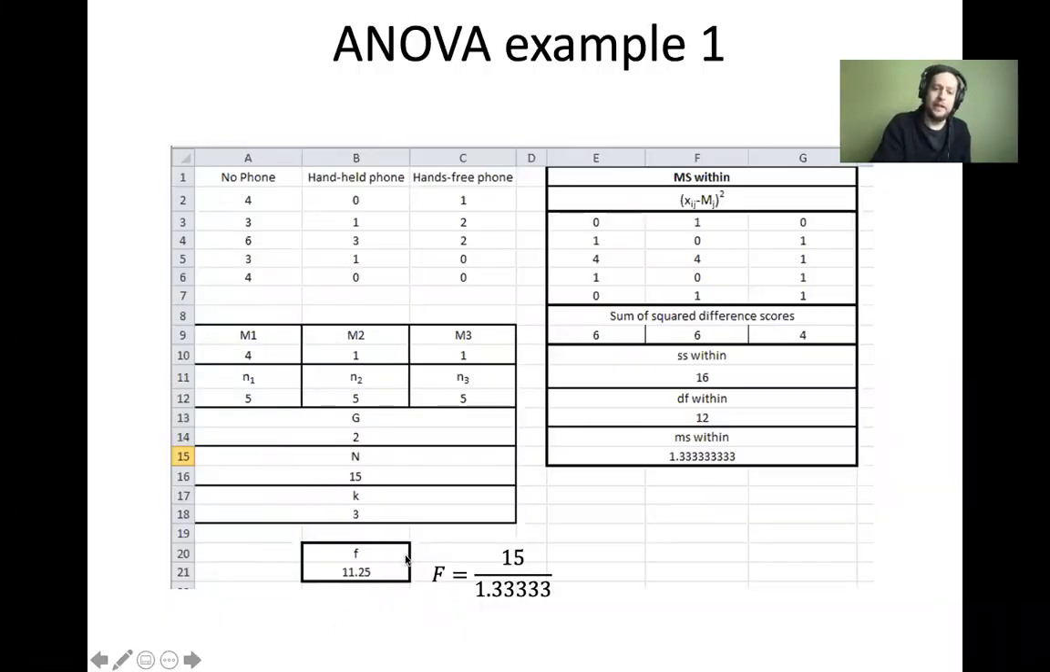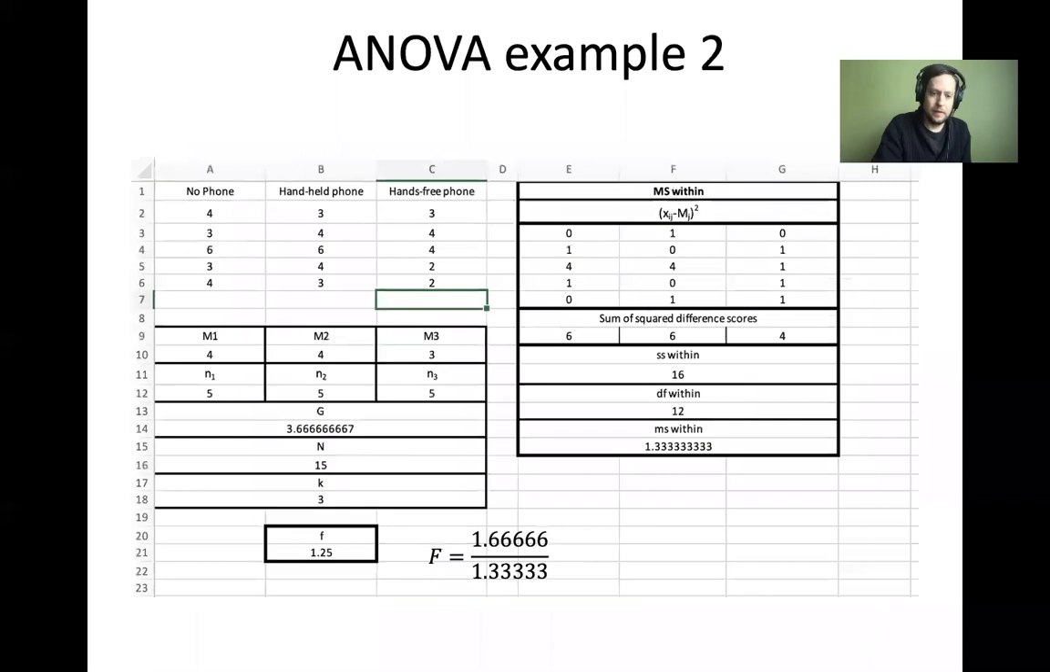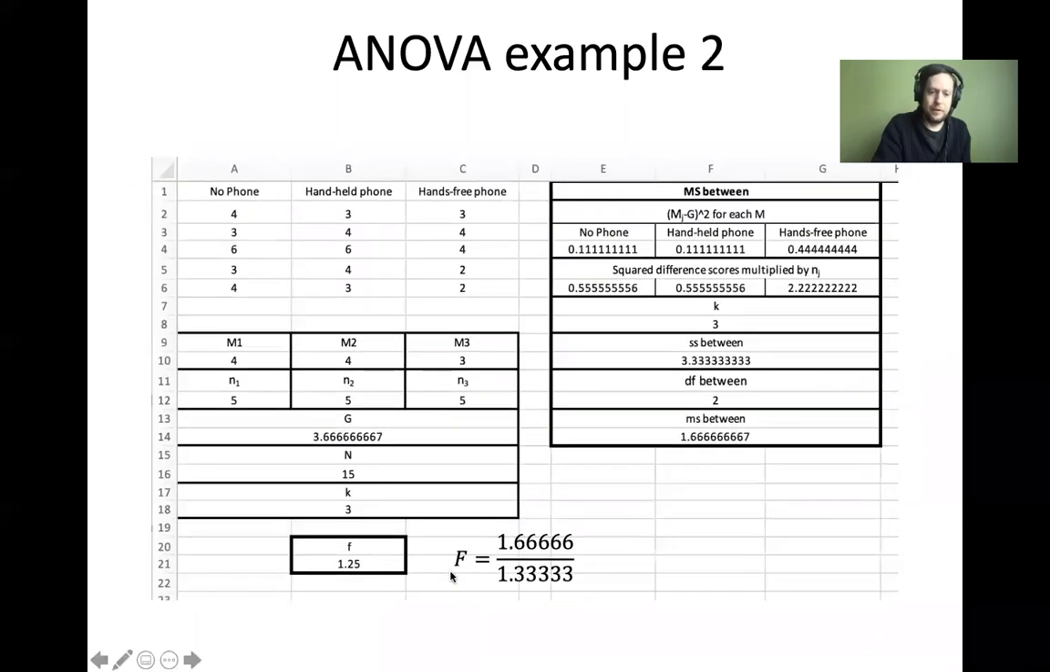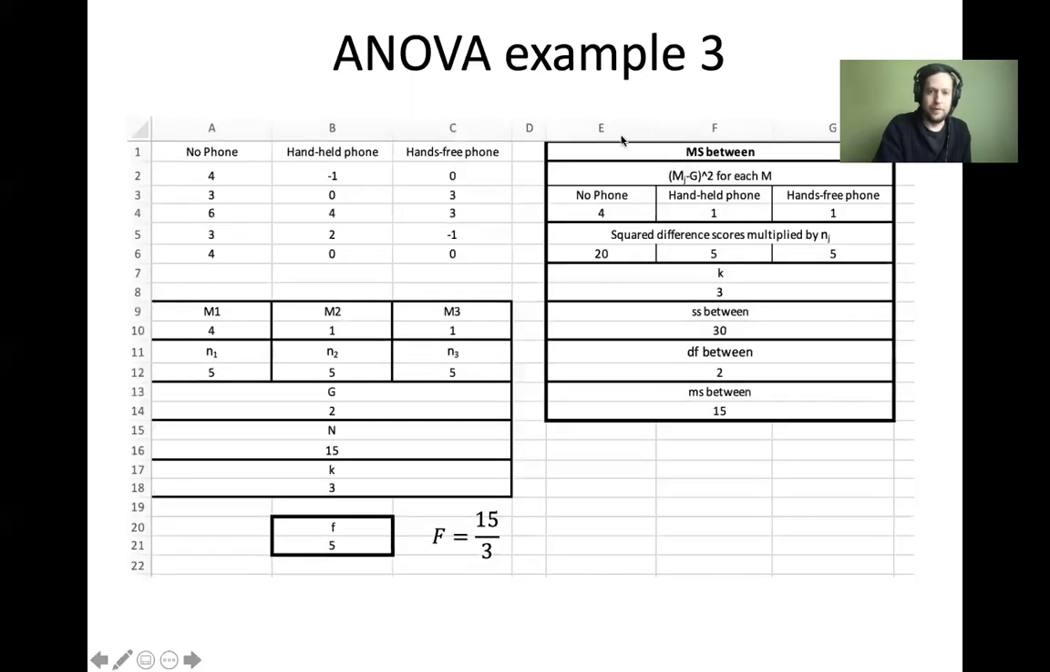The F that we calculated, 11.25, is bigger than 3.89. So we would reject the null hypothesis for example 1. For example 2, the F that we calculated was 1.25, so that is less than the critical F of 3.89, and so we would accept the null hypothesis. For example 3, F was 5, which is just barely bigger than the critical F of 3.89, and so we'd have a significant effect here.